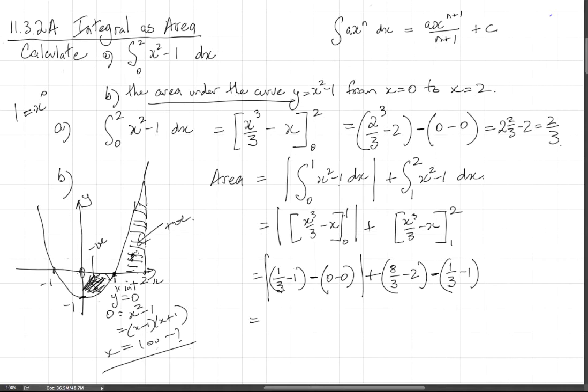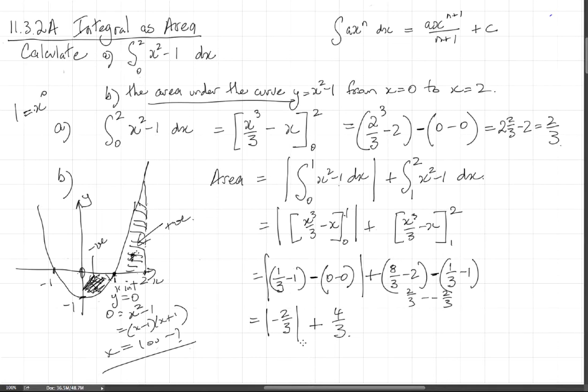Equals, now 1/3 minus 1 is minus 2/3, plus, now this is 8 on 3 minus 2, now that's 2 and 2/3, minus that is 2/3, minus, so this is 2/3, minus 1/3 minus 1 is minus 2/3, minus minus is a plus, so that's plus 4/3.